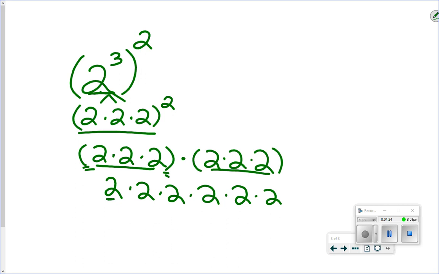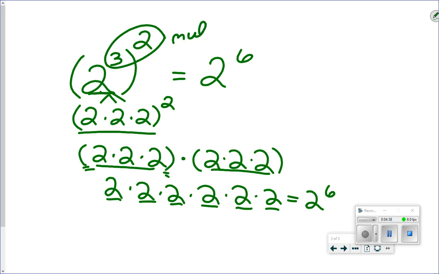So essentially what I'm doing is I'm multiplying 2 times itself 6 times. So this represents 2 to the 6th power. The power rule states that you can simply multiply the exponents together when you have a power on top of a power like that. So that's what the power rule says. Again, this applies with numbers or letters. We don't have to worry about the base being the same because the power's on top of a power. It's going to have the same base.